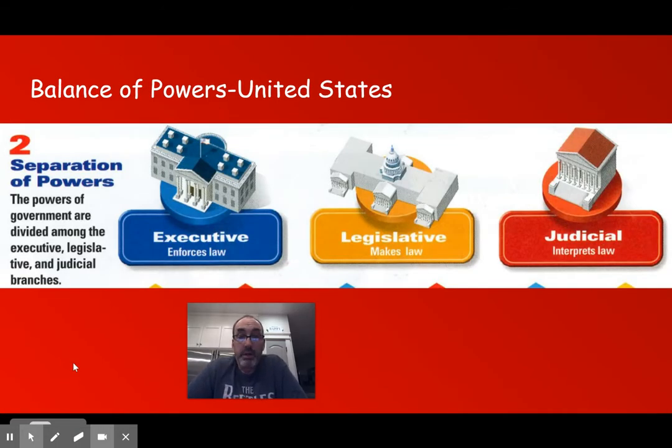we separate our powers too. Okay, we have the executive branch. Okay, balance of powers: the executive branch, legislative branch, judicial branch. Those are the three branches of our federal government.